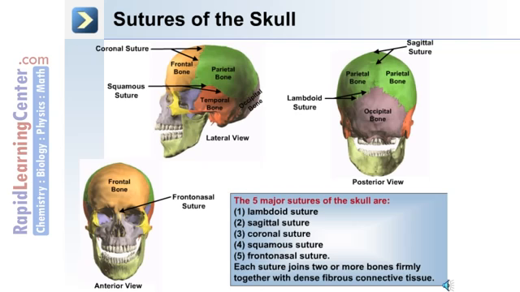The frontonasal suture joins the frontal bone and the maxilla. The squamous suture joins the parietal bone and the temporal bone. Across the top of the skull is the coronal suture, which joins the frontal bone and the parietal bone. The lambdoid suture joins the occipital bone at the back of the skull with the 2 parietal bones, and the sagittal suture, running across the top, joins the 2 parietal bones.